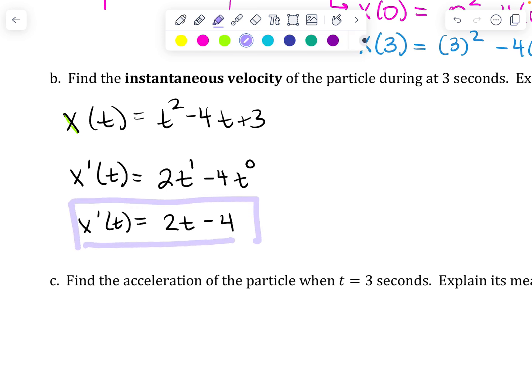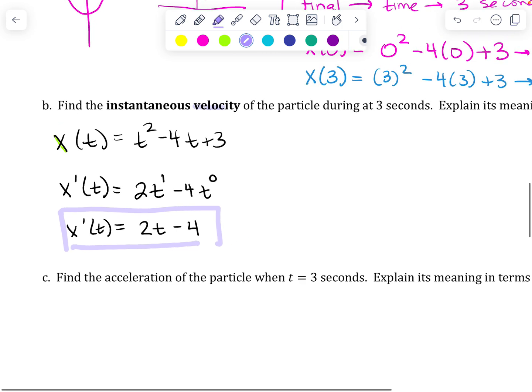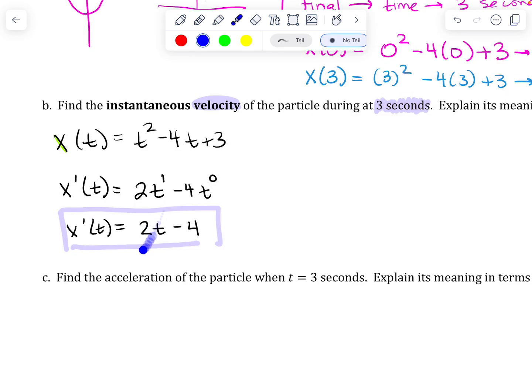Okay, but remember, if I said find the instantaneous velocity, velocity means speed. So if I said how fast were you going when you were 3 hours from your house? I know it says seconds here, but let's just pretend we're talking about 3 hours. How fast were you going after you were gone for 3 hours? Probably not the same speed as at the first hour. Probably not the same speed as after minute 1, right? If I said, how fast were you going? You're not going to say, well, I was going 2t minus 4 miles per hour. That doesn't make any sense.